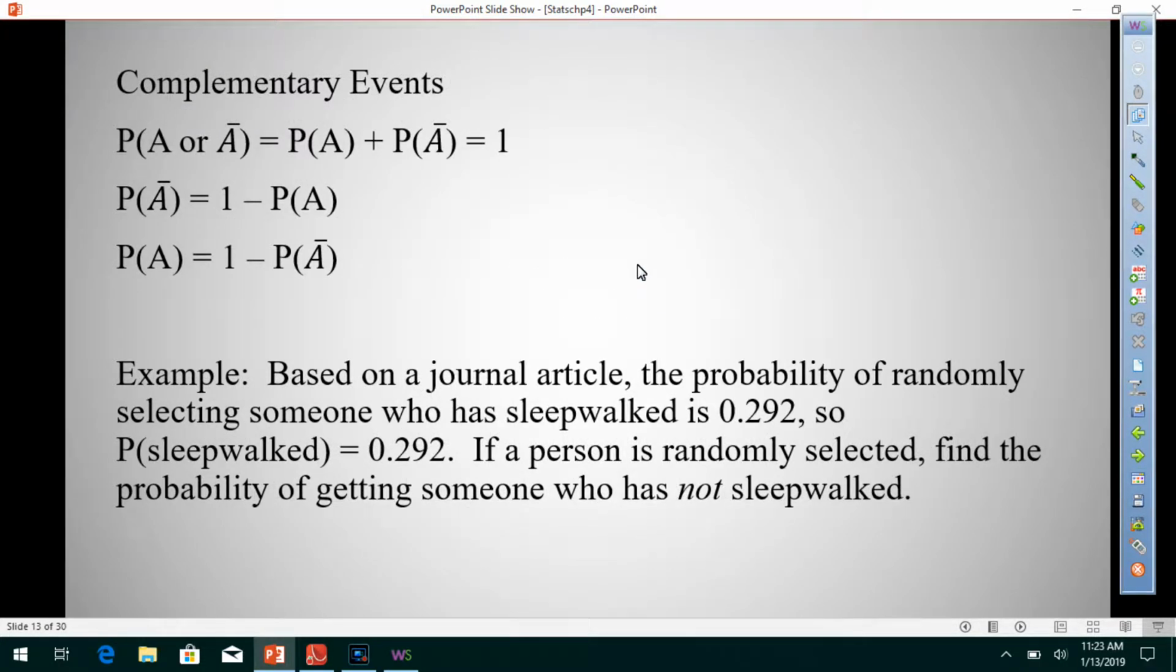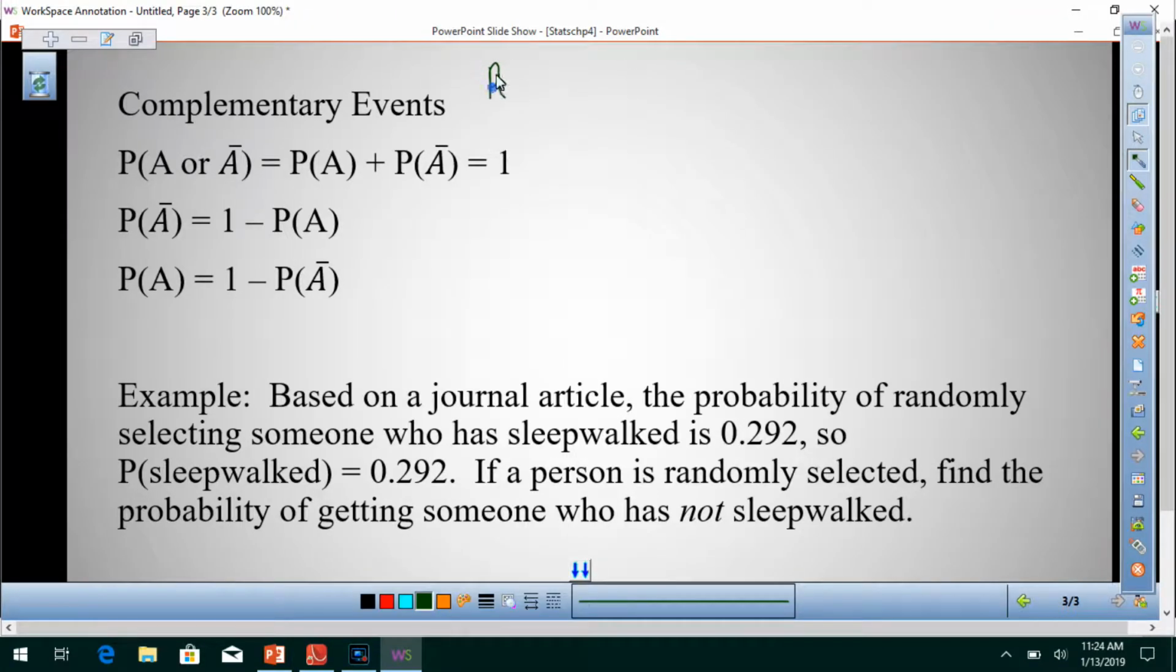Complementary events. The probability of event A or the complement of event A, and that's pronounced A bar, okay, equals the probability of event A plus the probability of the complement of event A equals 1. And with a little bit of algebra there, you get the probability of the complement of A equals 1 minus the probability of A. Or the probability of A equals 1 minus the probability of the complement of A. And we'll give you an example here.